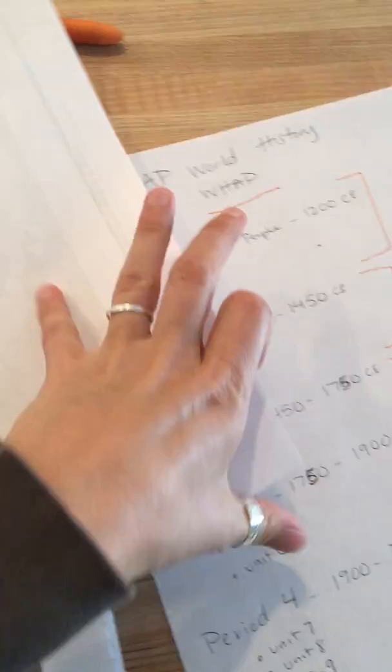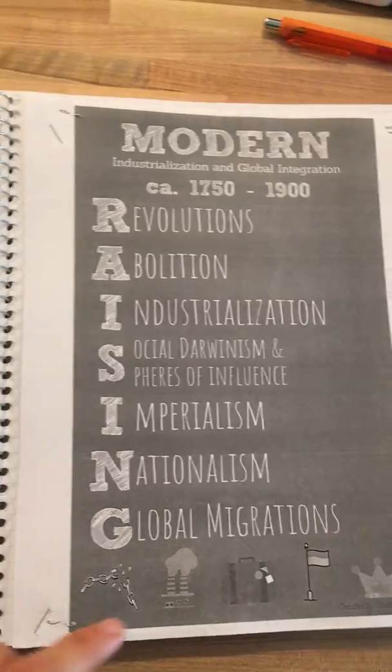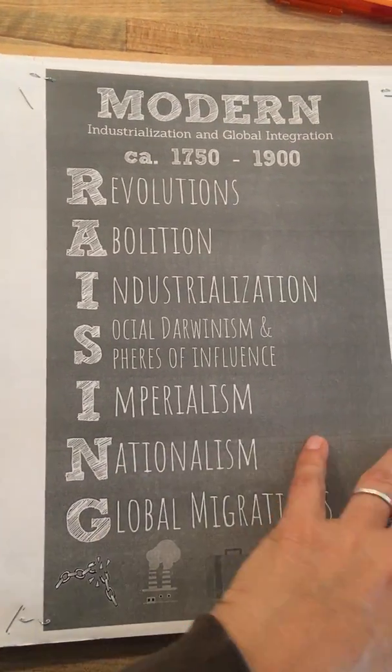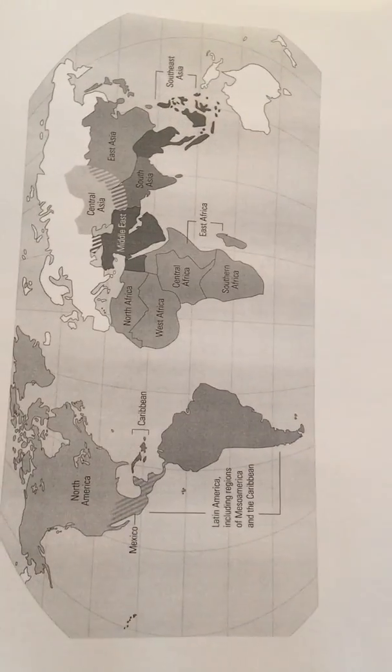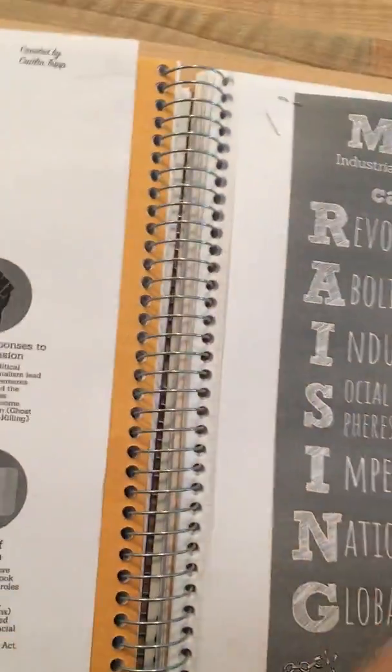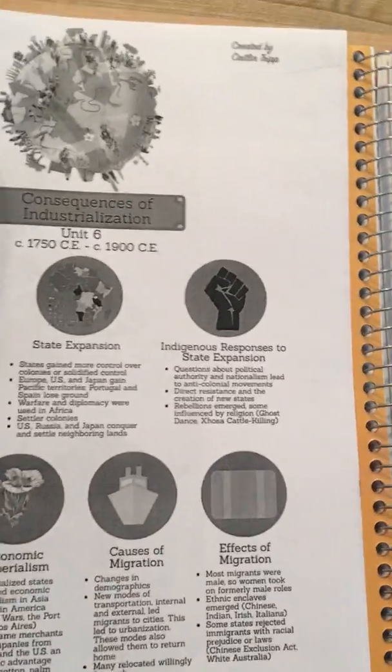All right, the next section is Period 3. Once again, I'm going to start off with the acronym. So we've got RAISING for this one. On the back, I've got Unit 5. I've got the Unit 5 overview that I will fill out later in class. And then I've got the map that I'll do for Unit 5. Okay. My extra papers here are Unit 6 and the map that I will do for Unit 6.